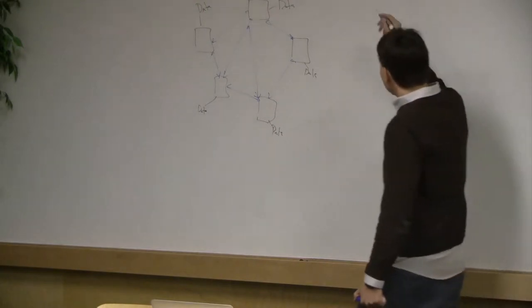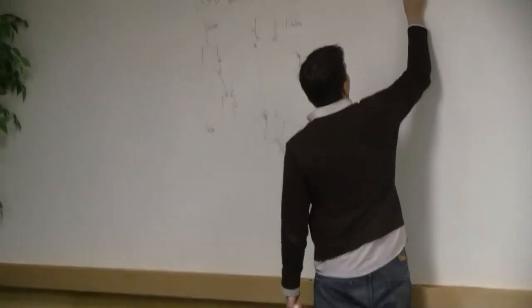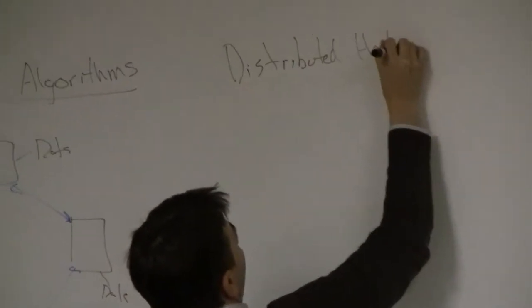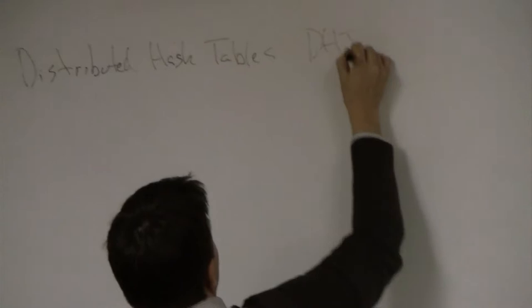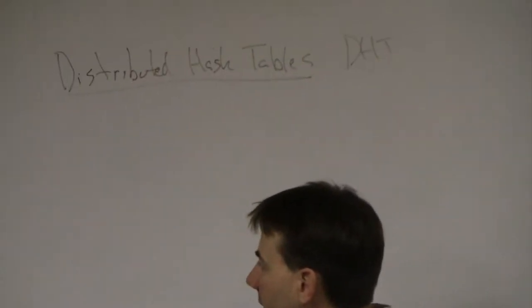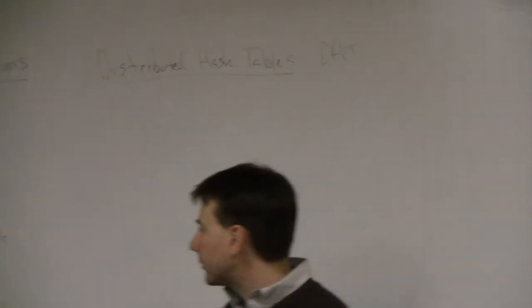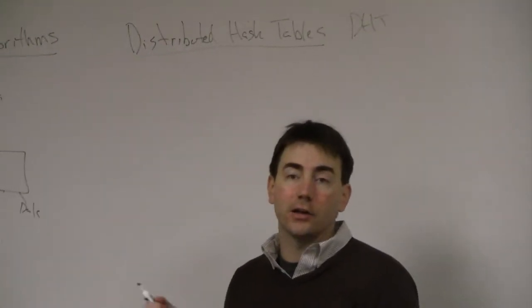But today we're going to talk about what are called distributed hash tables, often abbreviated DHT. This is a way mainly of storing and routing information on a network like this, and it's going to ensure that if nodes go down often, you're not going to lose your data.